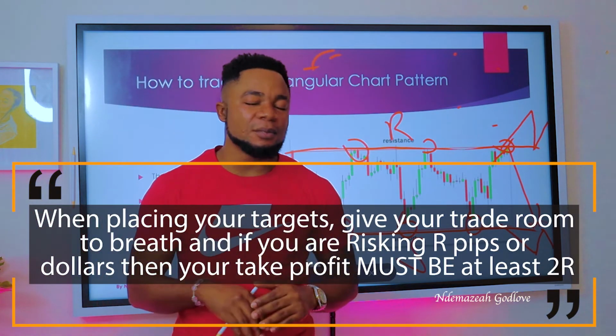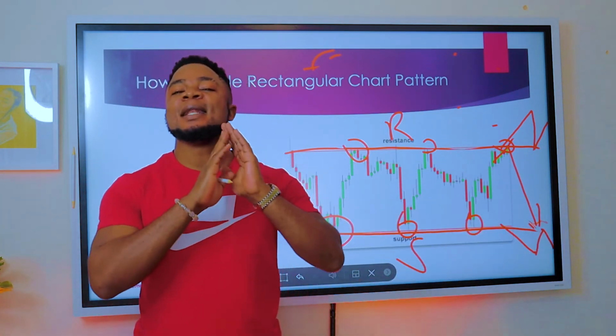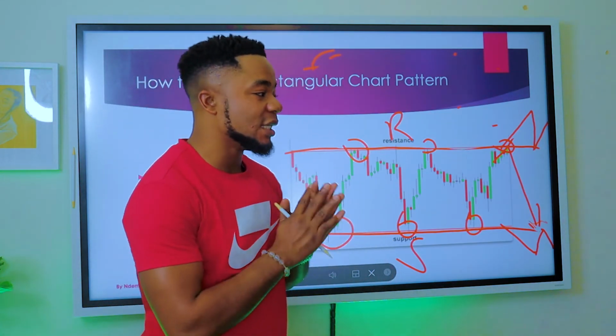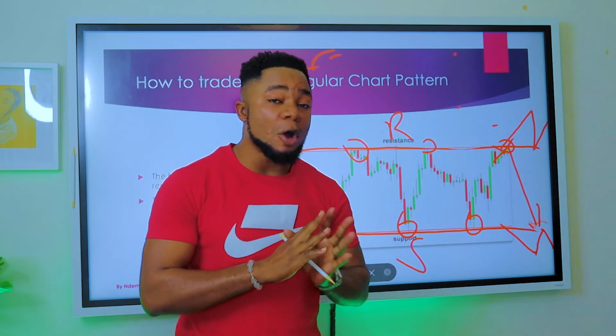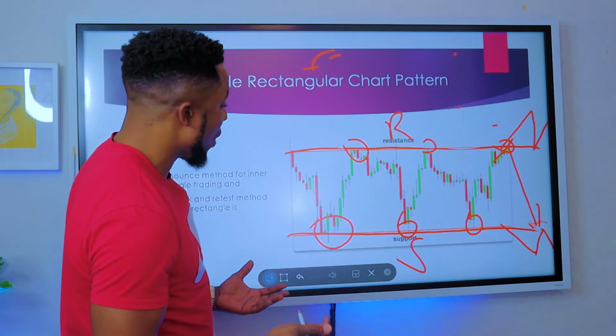If you are risking 50 pips or $50, your take profit must be 100 pips or $100. Never for once in your life take a trade which does not have a risk to reward of at least 1:2. Your trade must have a risk to reward of at least 1:2.